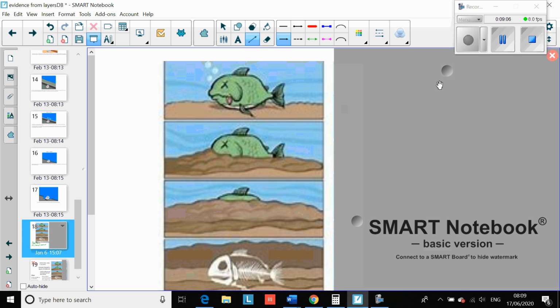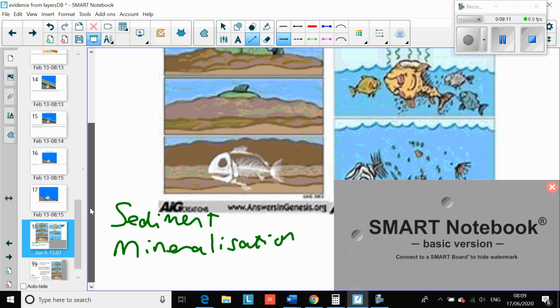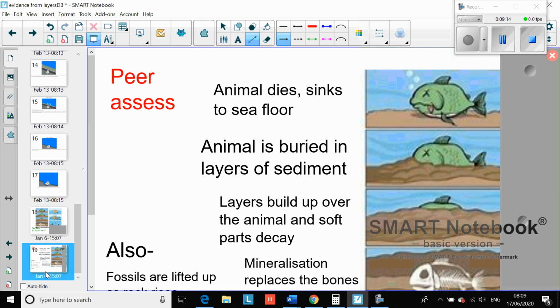A couple of other examples. Things like fish, sediment, mineralization.